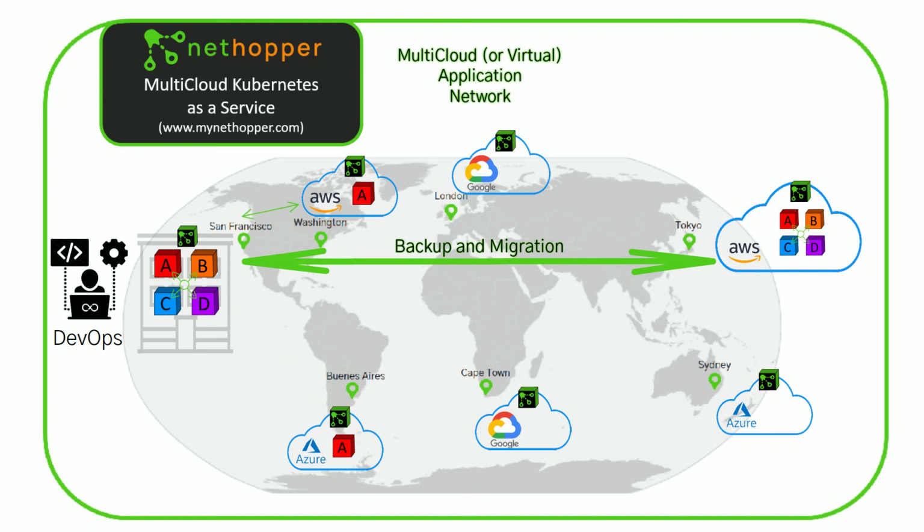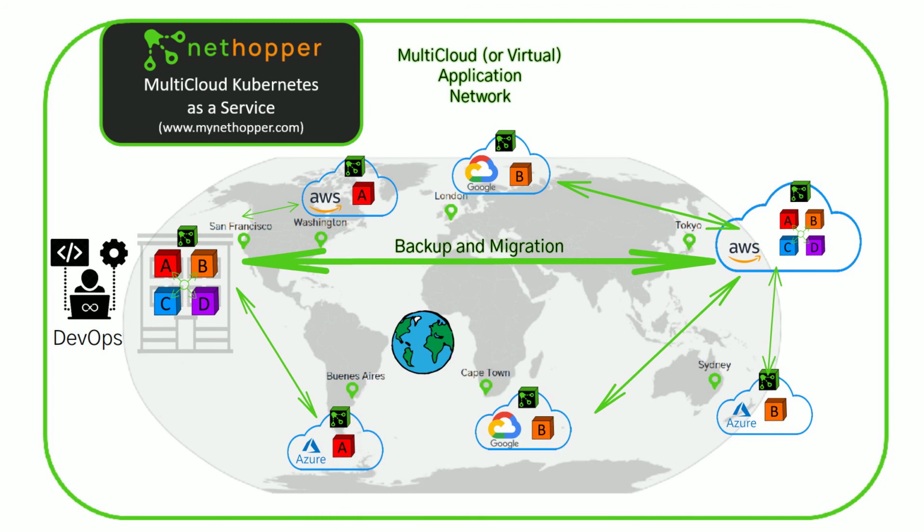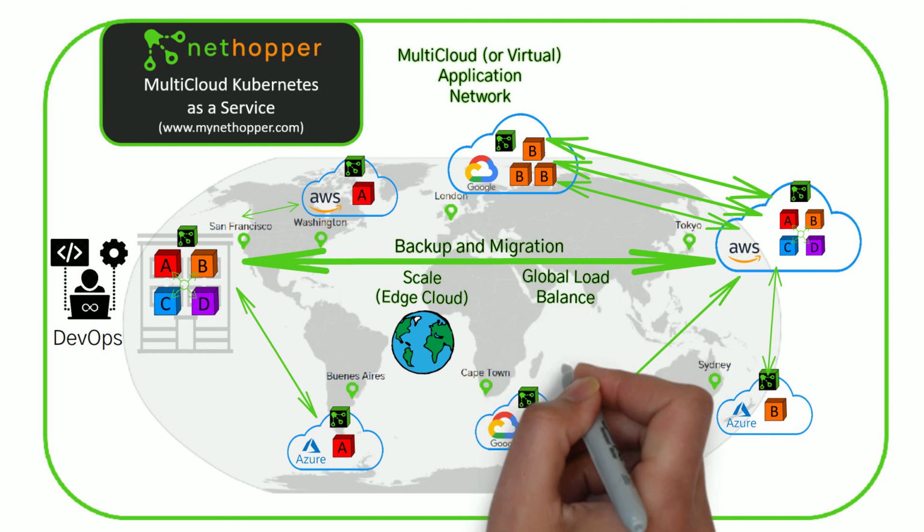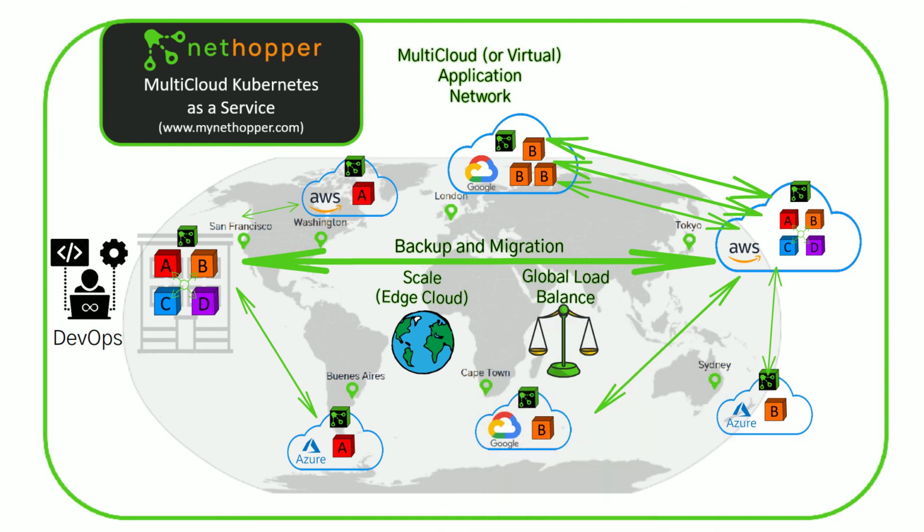Push containers out to all your edges and connect them back to your core clouds. Now you have global scale. This is great for 5G, IoT, and edge cloud. As demands change, Nethopper continuously balances the multi-cloud globally, taking into account the network, cloud, and container loads. Now you've optimized your cost and performance.